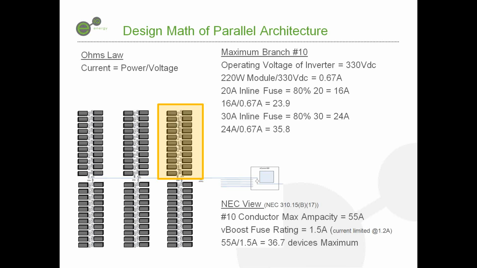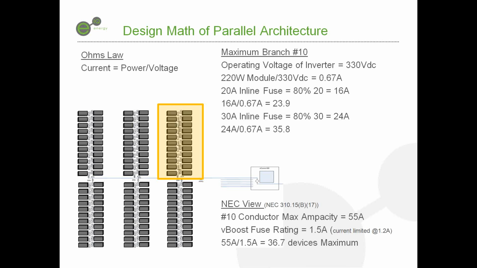Now, likewise, the design math. What is the maximum number of units that I can get onto a line? Once again, I'm going to assume 330 volts is our operating voltage. We've got a 220-watt module, and I'm going to take that 220 watts, divide it by 330, going back to the Ohm's law calculation, and that's going to give me 0.67 amps for each module. Now, it's important to understand that that 0.67 amps is the theoretical maximum current that module can produce onto the bus at 330 volts if that module is producing 100% of its nameplate.